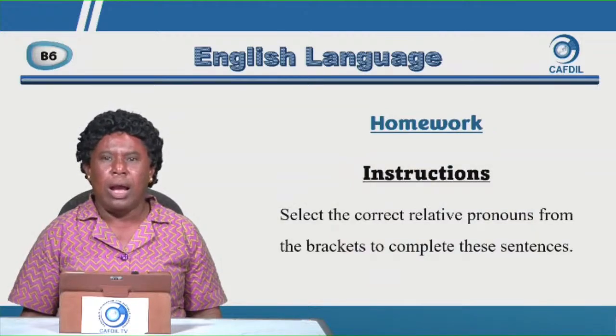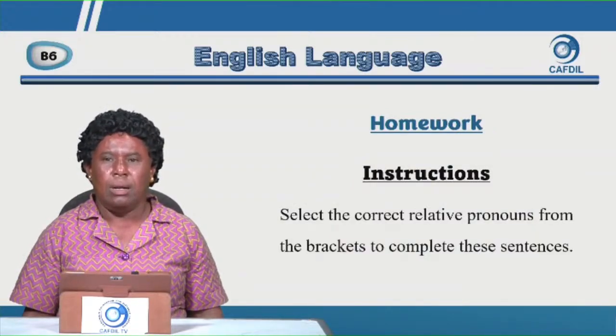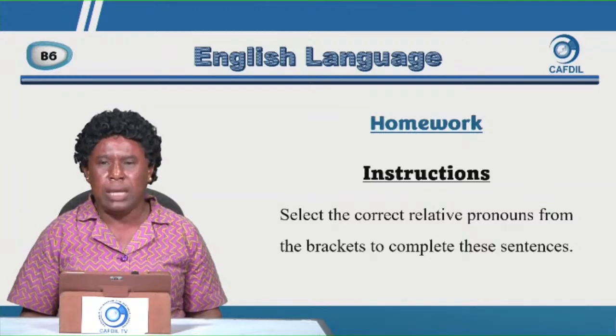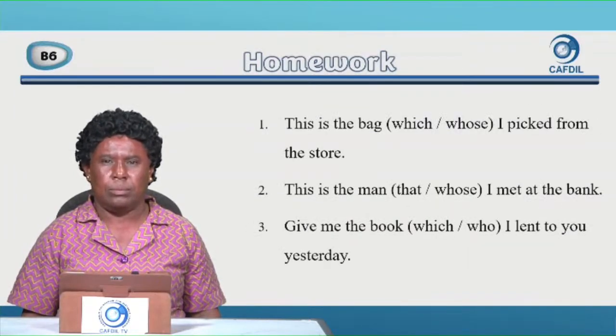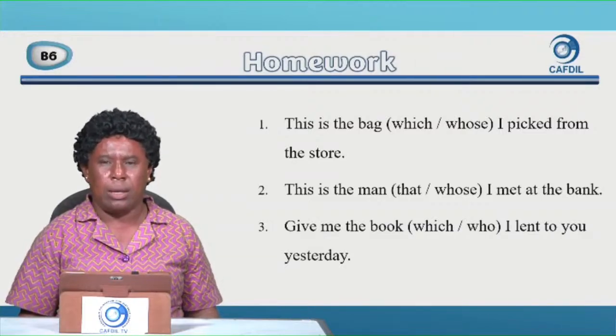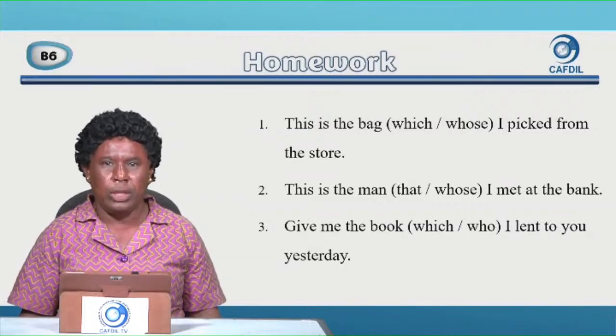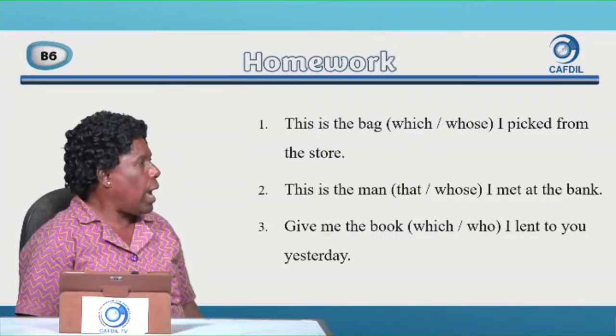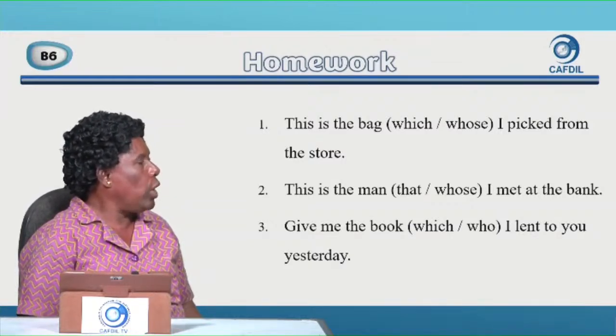Now, after the exercise, I hope you take this homework home to try your hands on. The instruction is select the correct relative pronouns from the brackets to complete these sentences. It begins, this is the bag. We have which, whose. I picked from the store. This is the man. In the bracket we have that, whose. I met at the bank. 3. Give me the book. We have which, who. I lend to you.